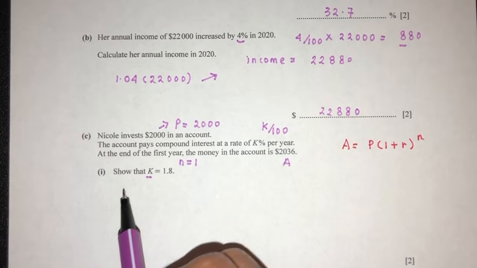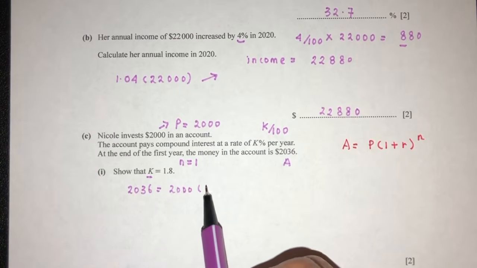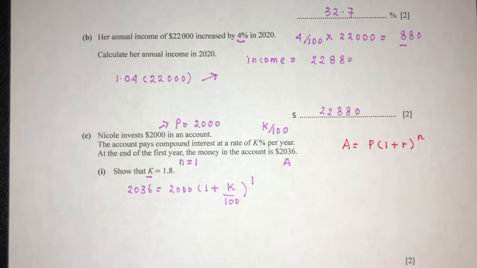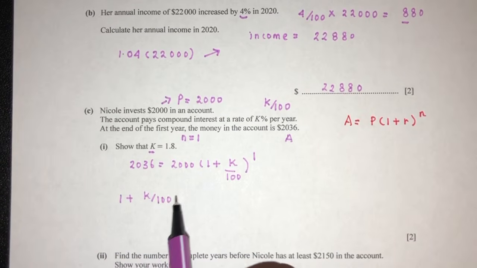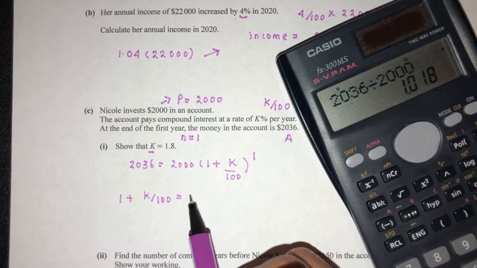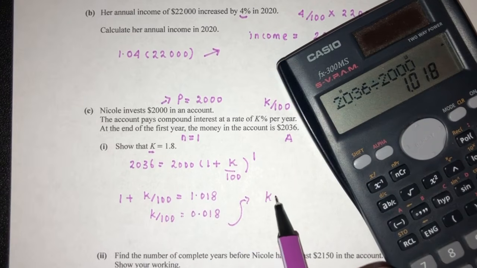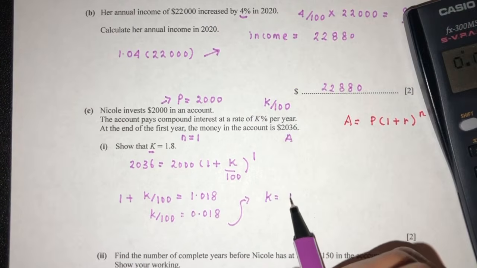Replace back in your equation, so A, which is 2036, is equal to P, which is 2,000, times 1 plus R, the rate, which is K over 100, and n is 1. So we have to find K, which means we have to make K the subject of the formula. So first thing first, 1 plus K over 100 will be 2036 divided by 2000. That will be 1.018. So K over 100 will be 0.018. So finally, K will be 0.018 times 100, that will be 1.8, and this is shown as required.